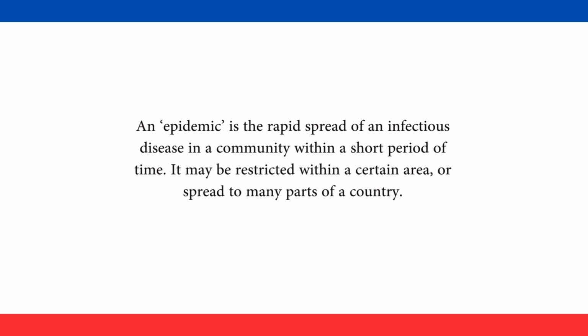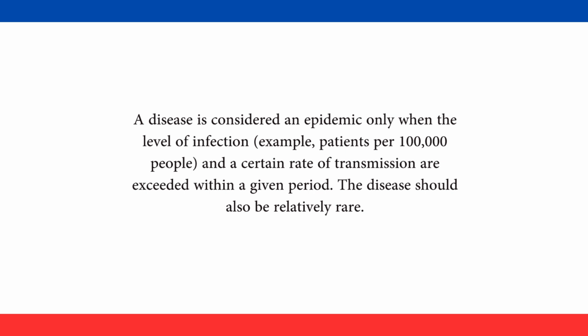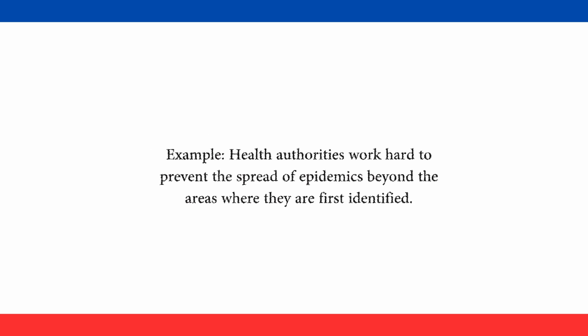An epidemic is the rapid spread of an infectious disease in a community within a short period of time. It may be restricted within a certain area or spread to many parts of a country. A disease is considered an epidemic only when the level of infection, for example, patients per 100,000 people, and a certain rate of transmission are exceeded within a given period. The disease should also be relatively rare. Example: health authorities work hard to prevent the spread of epidemics beyond the areas where they are first identified.